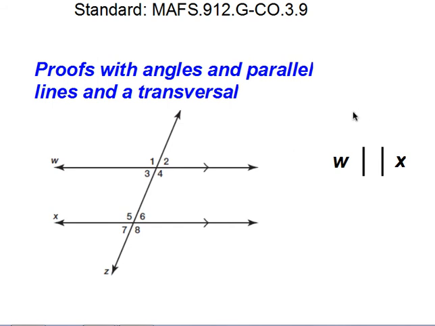Alright class, this video is going to be proofs with angles and parallel lines and a transversal. Again, this should be a familiar picture. We've got three lines. One's the transversal, which is line Z, because it intersects lines W and X at two different points. And it creates these four angles here and these four angles here. And these lines are parallel because we have two things, either the arrows or the double bar symbol. Let's move on to the next slide.